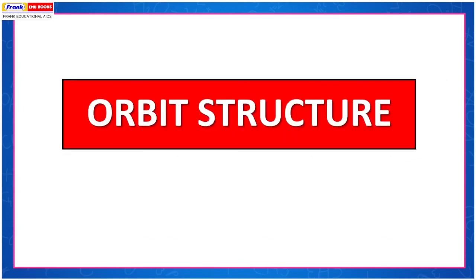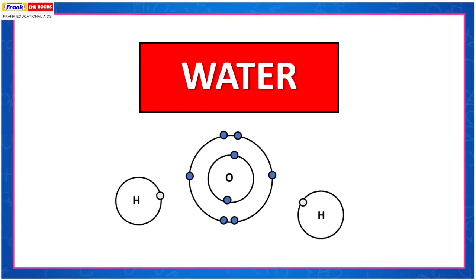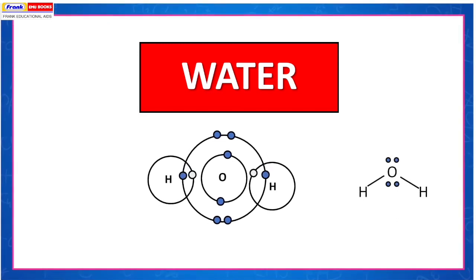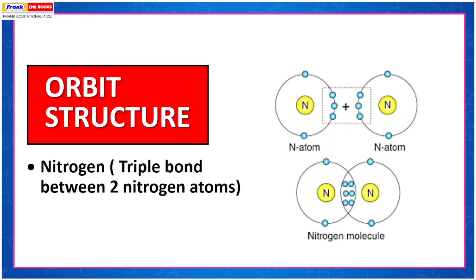Orbit structure of covalent molecules. Water: 2 hydrogen atoms share their electrons with one oxygen atom to form water, H2O, leaving 2 lone pairs on oxygen. Orbit structure of nitrogen. Triple bond between 2 nitrogen atoms. Two nitrogen atoms share 3 electrons each to form N2 with a triple bond.